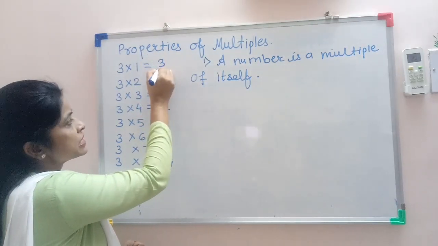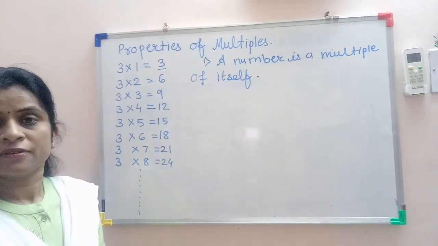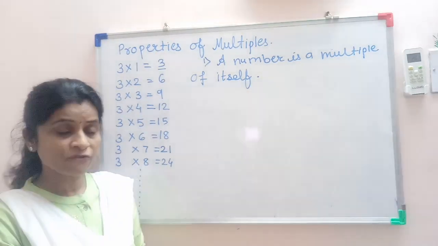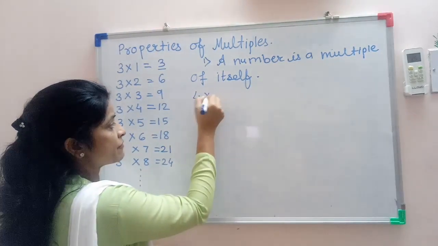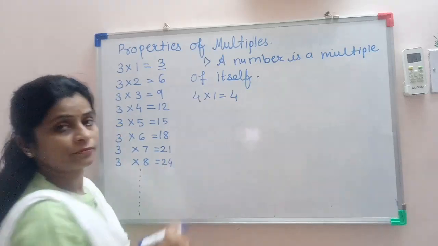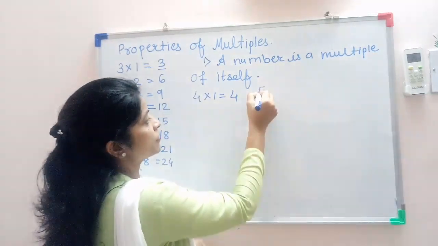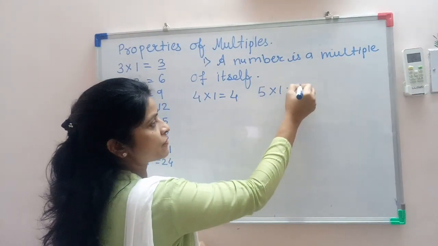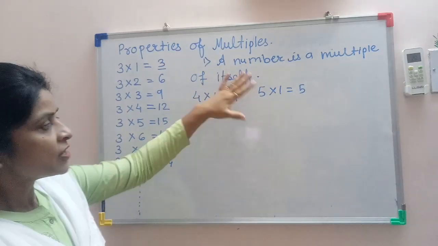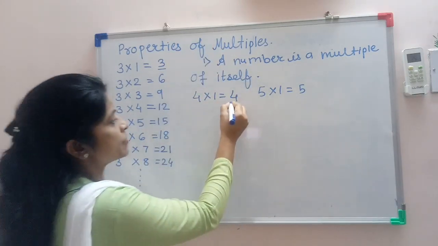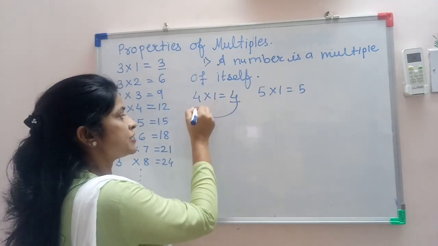Always a number is a multiple of itself. If I have to take the multiple of 4, 4 multiplied by 1 is 4. Multiple of 5, 5 multiplied by 1 is 5. That means the first property is that a number is a multiple of itself.